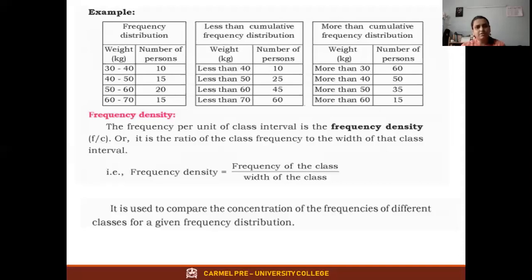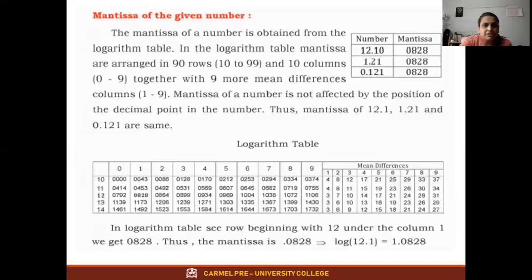Observe the more than cumulative frequency distribution. How did they write? Instead of writing 30 to 40, they write it as more than 30. 40 to 50, more than 40. What all is more than 40? 41, 42, 43, 44, up to 50. More than 40. How do you write 50 to 60? More than 50, more than 60. So basically less than 40, 40 is the upper class limit. That is what I gave you in the definition.